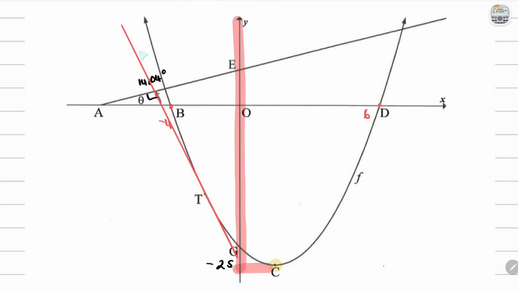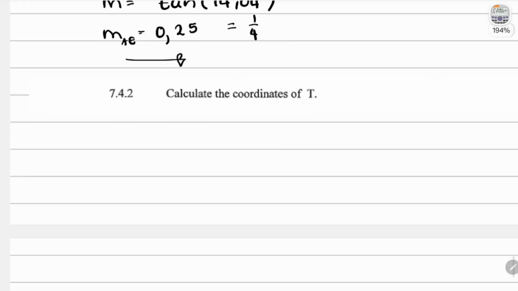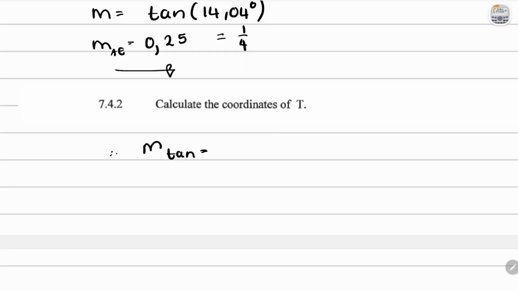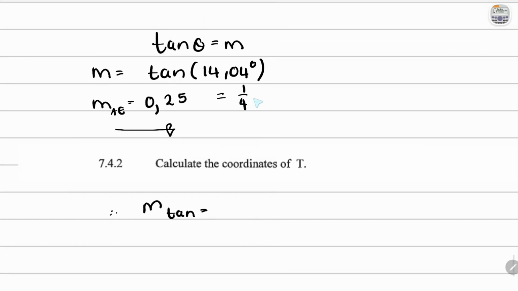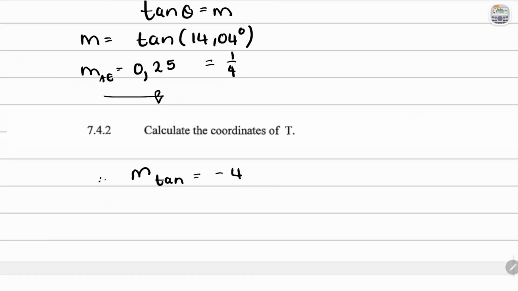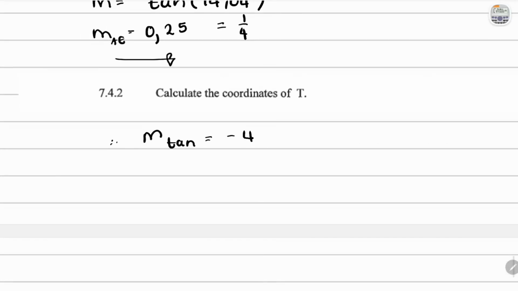So let's go ahead and find the gradient of this tangent first, since it's perpendicular to AE. AE's gradient is 1 over 4. Therefore, the gradient of the tangent would be equal to, you simply switch the numerator and denominator and then multiply this value by -1. So that's going to give you -4. It holds the theory that the gradients of two perpendicular lines multiplied give you -1. So this is the gradient of the tangent that we just found.